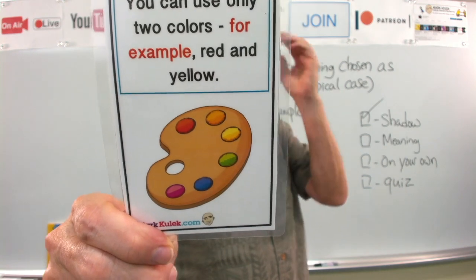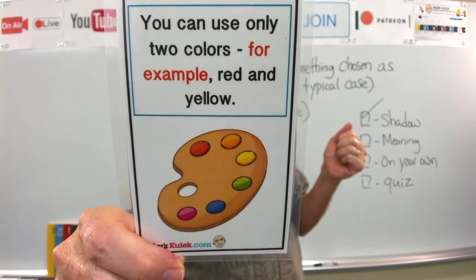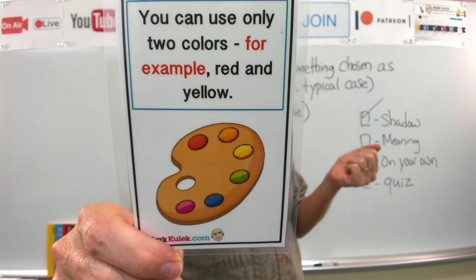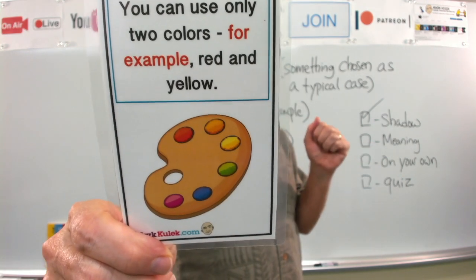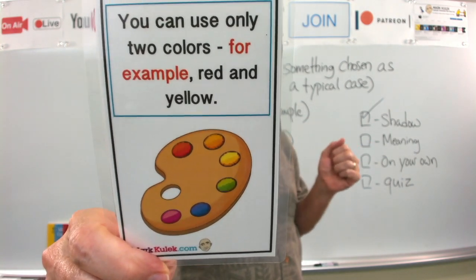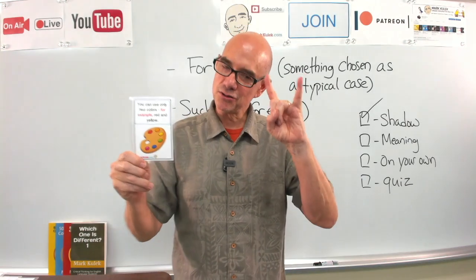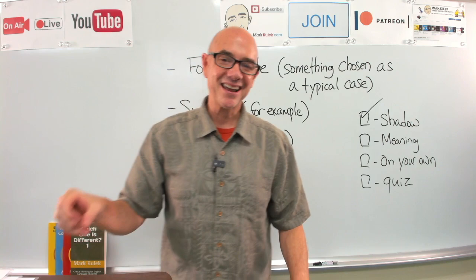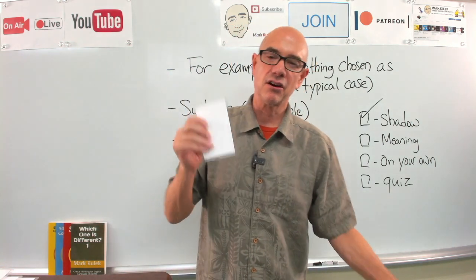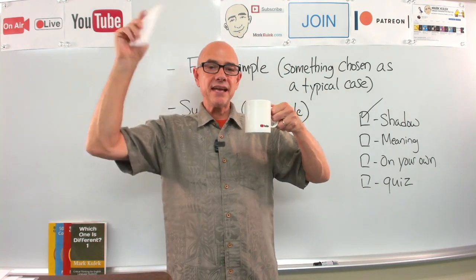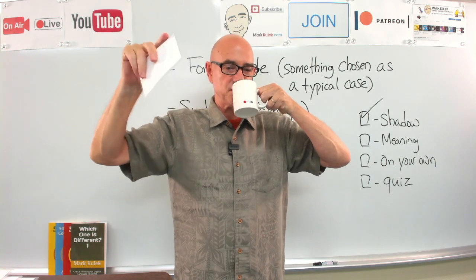So for example, you can use blue and green. You can use orange and yellow. You can use red and pink. You can use red and yellow. But only 2 colors. Okay, that's pretty strict. That's a strict art teacher. Like your art teacher says, you can paint a picture, but you can only use 2 colors to paint your picture.